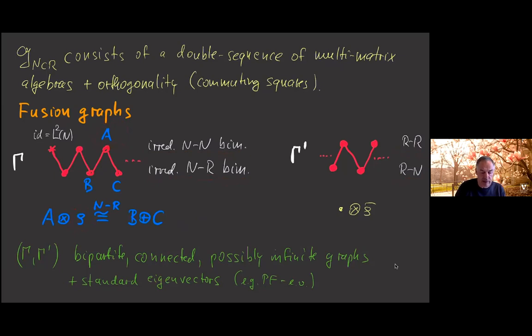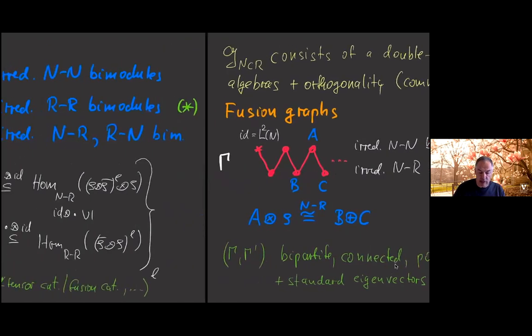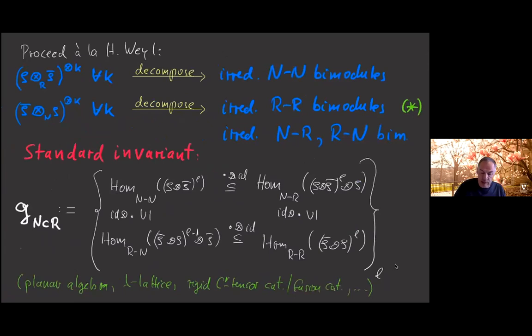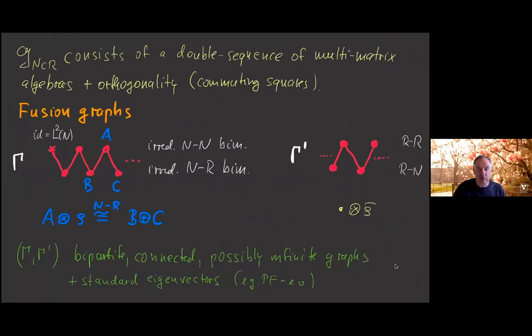So for instance, in this example, if you take this A, you tensor it with a standard representation from the right. Well, then you end up, right, so this is an NN bimodule, this is an NR bimodule, so this is an NR bimodule, and the graph tells you how it decomposes into irreducible NR bimodules. In this example, it would be just B plus C, right? So it turns out that that structure actually describes completely this inclusion over here, okay? So that's a so-called fusion graph.